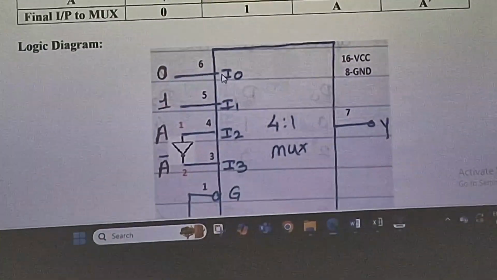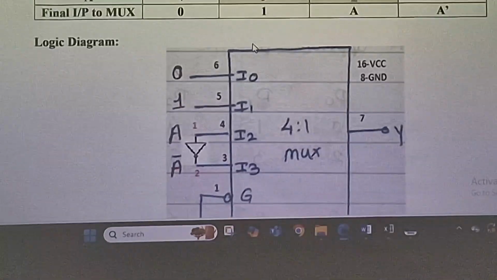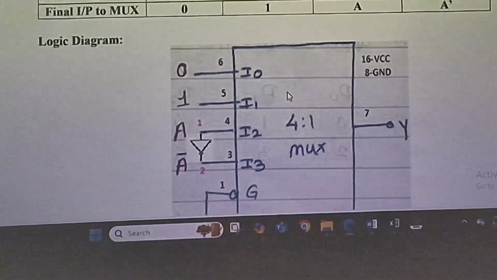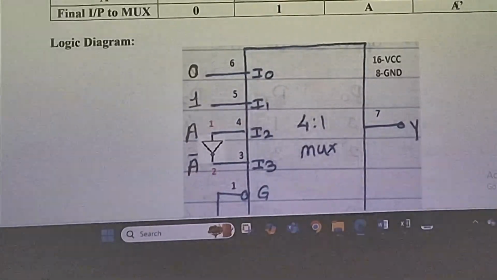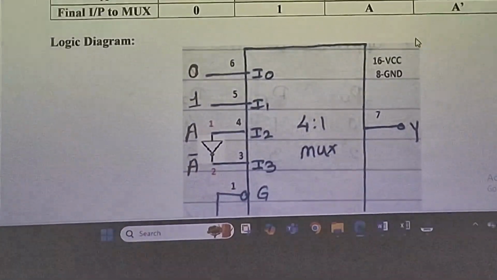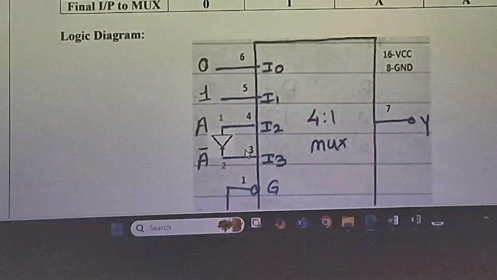So what is my first input? 0. Yes, I have written here. Second input is 1. Third is A, that you need to give from the input section on the digital trainer kit. How will you generate A bar? With the help of NOT gate. What is the IC number for NOT gate?